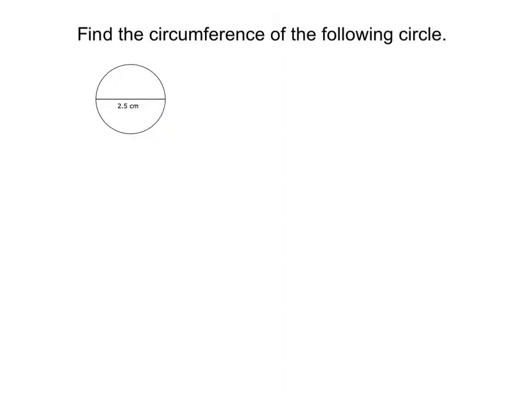Good morning. In this video we're going to look at how to find the circumference of circles and the perimeter of shapes that use parts of a circle. So the first step when we're finding the circumference of a circle is to write out the formula that we are going to use. In this case, the circumference is equal to the diameter multiplied by pi.